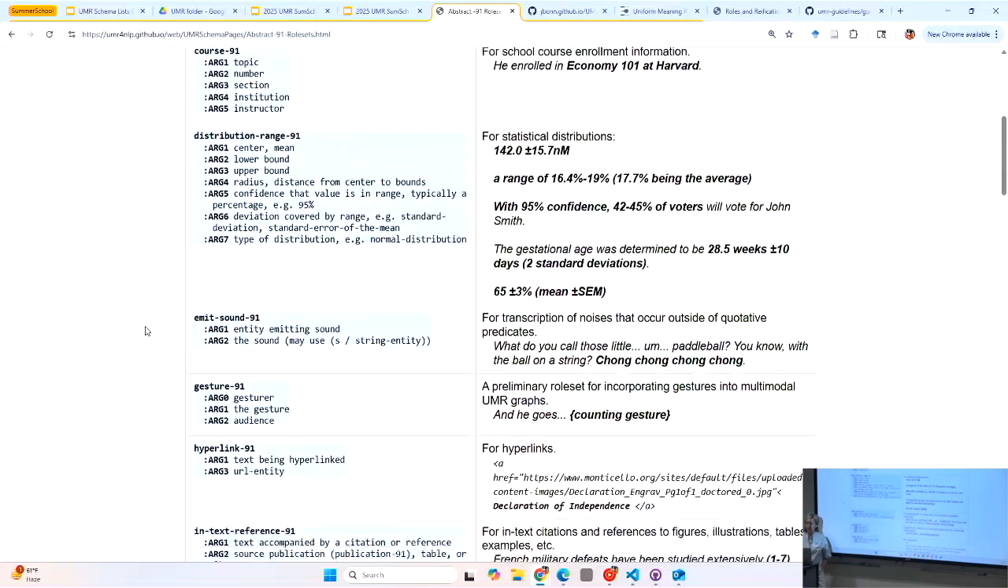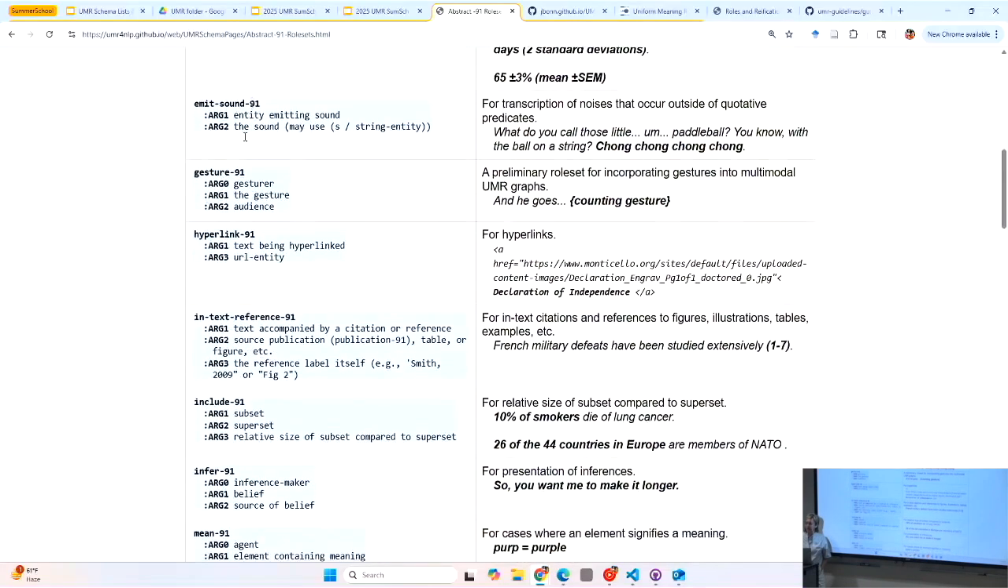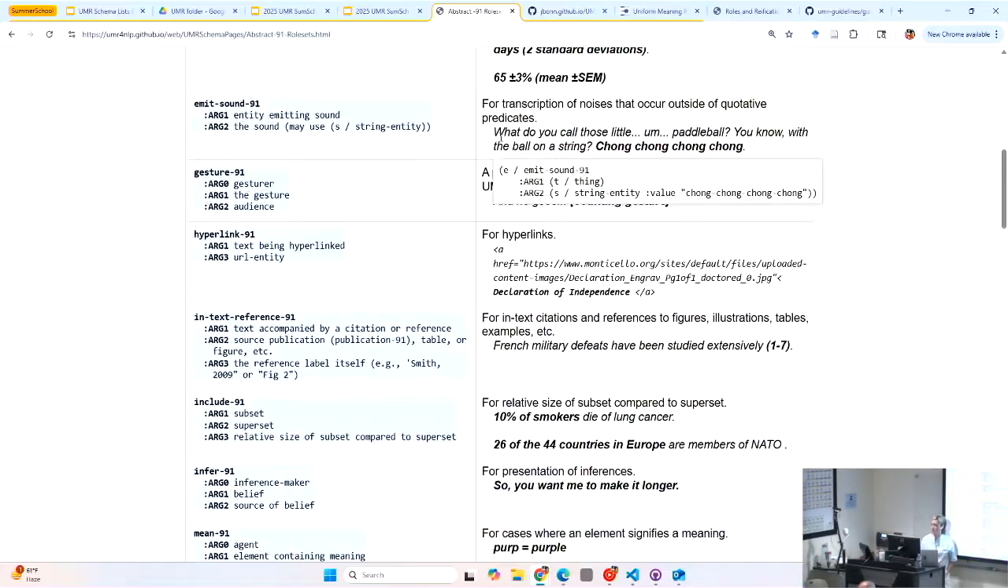Courses, distribution ranges. These ones are new, but I don't remember if we had them last summer. Emit sound. This was from the first UMR release, actually. Like onomatopoeias. In this case, this person is watching the Pear Story video, which is used in a lot of language documentation projects. They're describing what they're seeing in this soundless video, where they're actually saying like, oh yeah, the kid's got this paddle ball thing, what do you call it? Chong, chong, chong, chong.